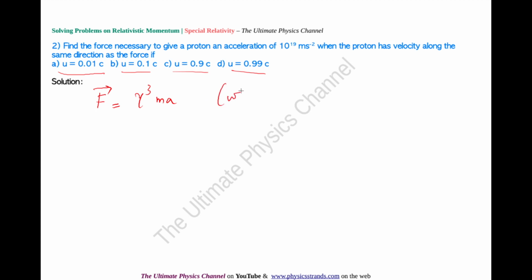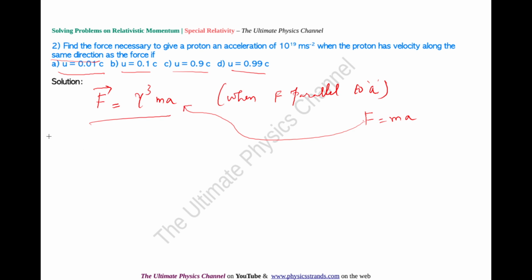This expression is valid only when the force is parallel to the acceleration direction A. Only that is given here because it's the same direction. It is given as same direction, that means force is parallel to the acceleration A. Under that circumstance, this is the relativistic expression for force. So our Newton's expression, force is equal to mass times acceleration, in relativity is this. This is the relativistic expression.